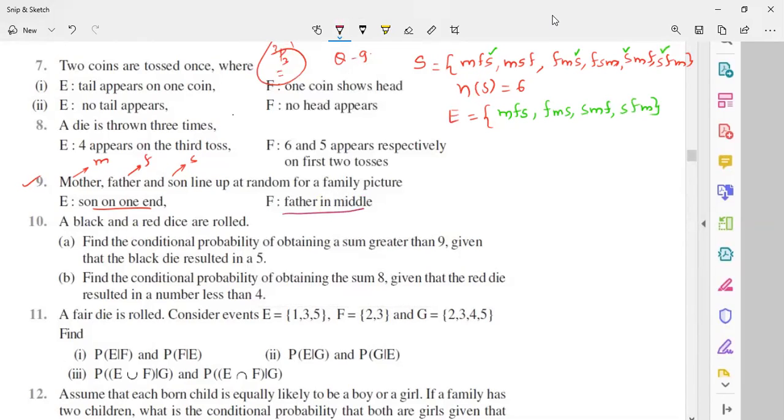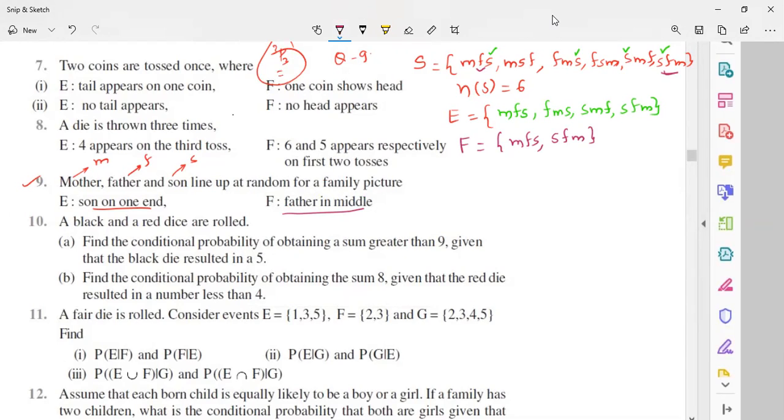Then F is in the middle. This case, MFS, and then this one second, SFM. There are 2 cases only. So these are the only 2 cases when F is in the middle position.